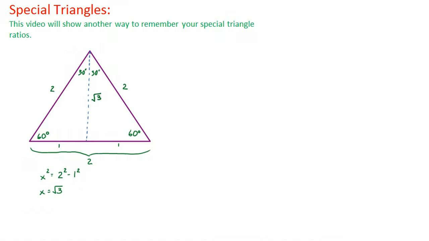So if we were to do this, we know that sine of 30 degrees is equal to 1/2. Cos of 30 degrees is equal to root 3 over 2. And tan of 30 degrees is equal to 1 over root 3.